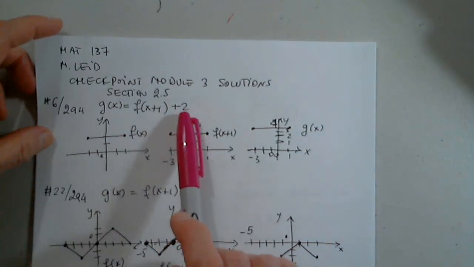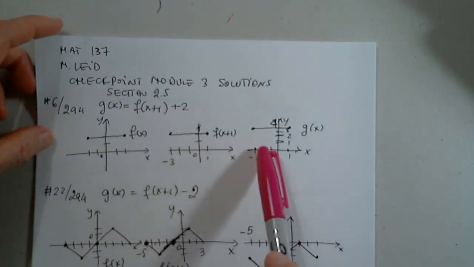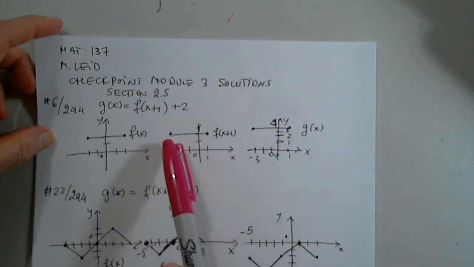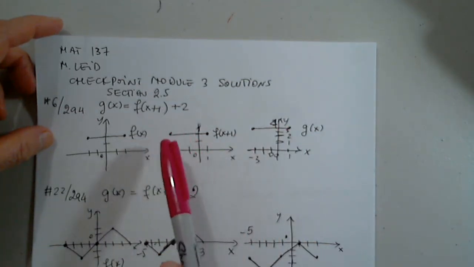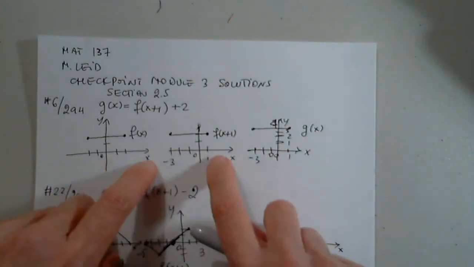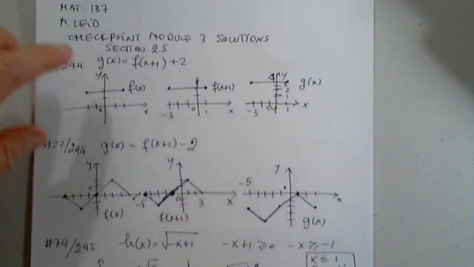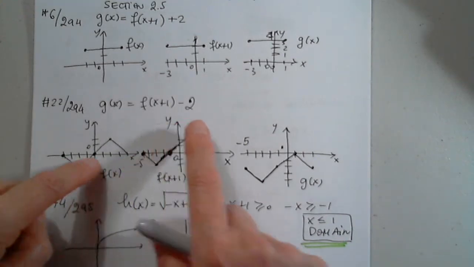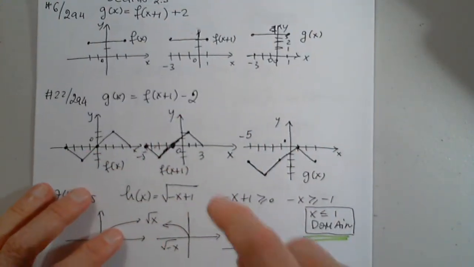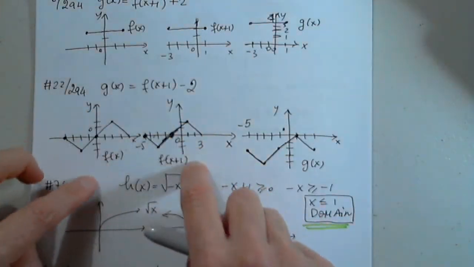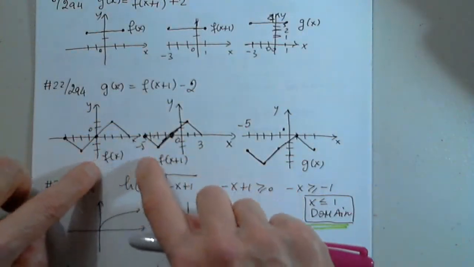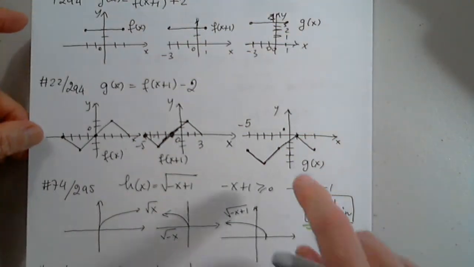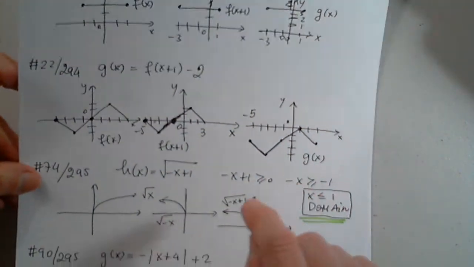And then this graph gets shifted up 2 units. It stays at the same coordinates of -3, -1, and it moves up 2. Similar here, we're shifting the graph 1 unit to the left and then down 2. So you see all these points move down at the same x values, changing the y value to y minus 2.